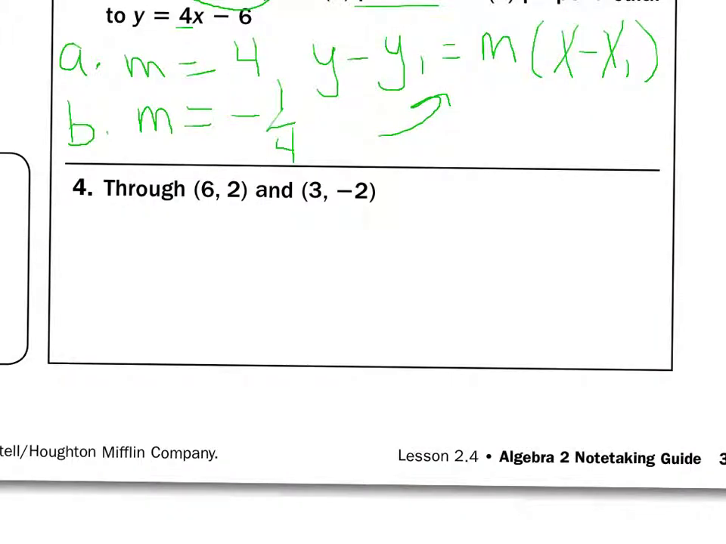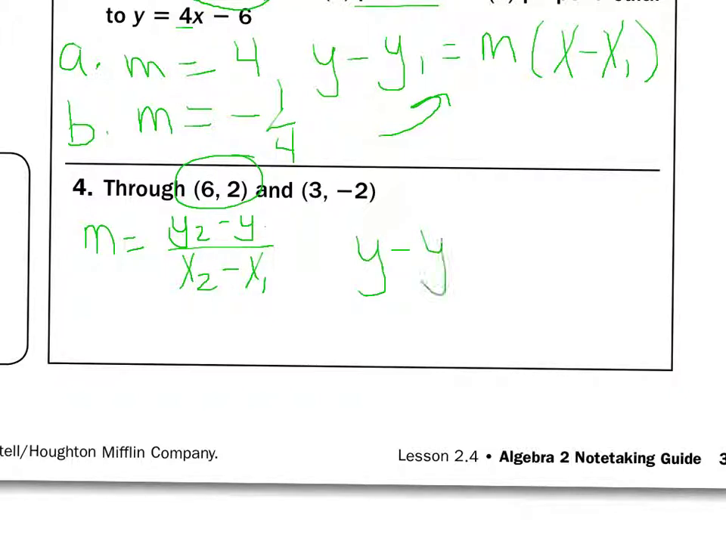On 4, find your slope first using the formula m equals y2 minus y1 over x2 minus x1. And then stick that slope in either point. I would suggest this one since they're both positive. Into the y minus y1 equals m times x minus x1 formula.